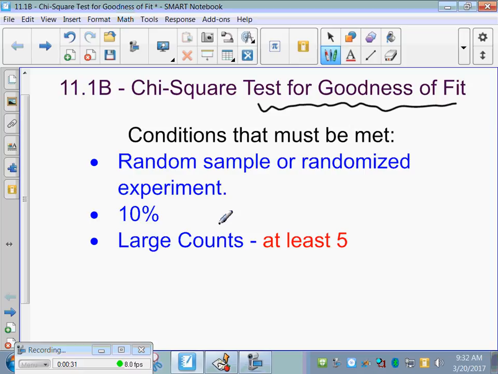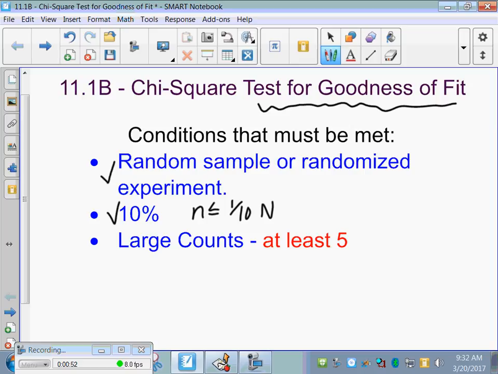So random sample or randomized experiment, 10% rule, you still need to check unless what? Right, if it's an experiment, you don't have to do the 10%, okay? Or if it's infinite, then you don't have to do 10%. And then large counts, this is different.